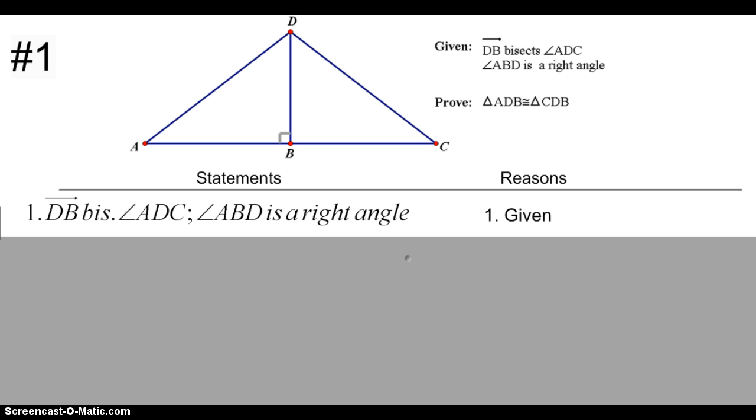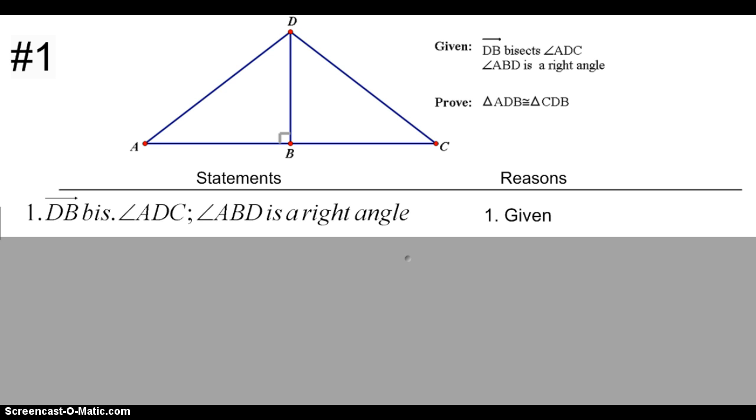Okay, so our goal is to prove that the two triangles are congruent. Triangle ADB is congruent to triangle CDB. That's what we're trying to prove. So let's go through our given information. For each piece of our given, we're going to make a conclusion, right?